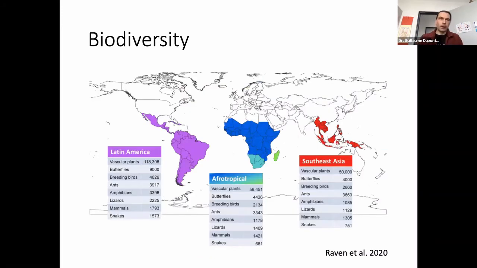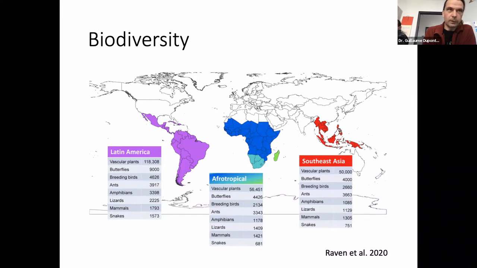Okay, some more data on biodiversity. If we compare the tropics in terms of species richness, number of species, America, or what is called Latin America, or let's say the neotropics, the biogeographic region, stands out. It is not rivaled by Southeast Asia or by Africa in terms of species number. This is from a very recent paper by Peter Raven, probably the greatest living botanist, and they have compiled a new list of species, and they say that nearly 120,000 species of vascular plants occur in the neotropics. Yeah, this area which is shown in purple.